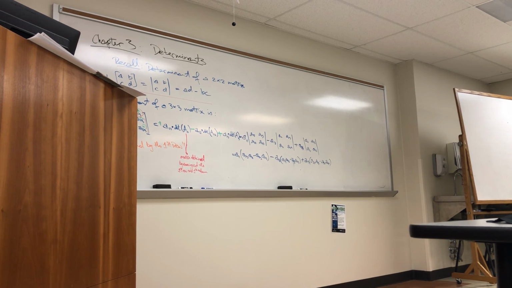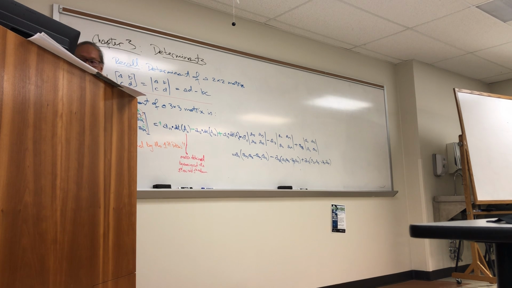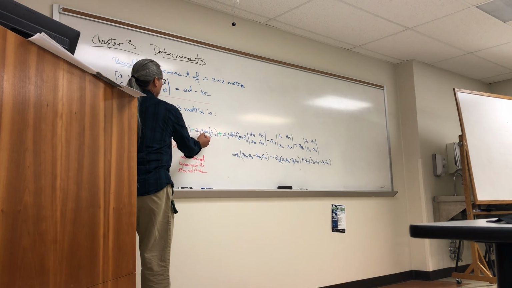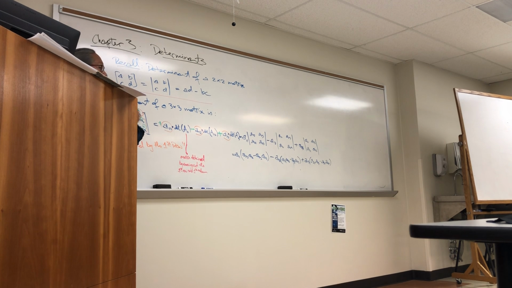How do you know which A to add and which A to subtract? The A's that you're adding and subtracting are based on these numbers over here. So the A11 has a positive, the A12 has a negative, the A13 has a positive. Okay, so it's based entirely on the matrix? Yeah.